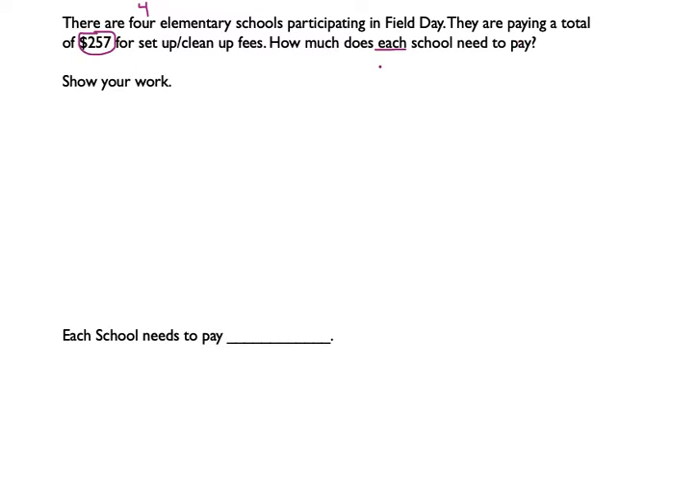Reading this problem, I believe I'm trying to do some division work. I need to know how much each school pays. Right now I have the total of how much all of them pay together. That means this number needs to be divided up into 4 groups, one for each of the elementary schools to know their share of payment.